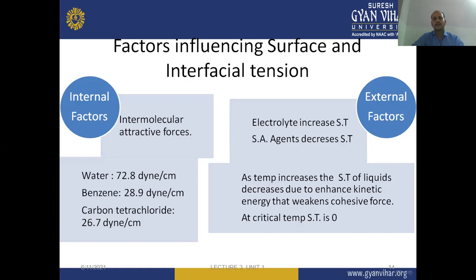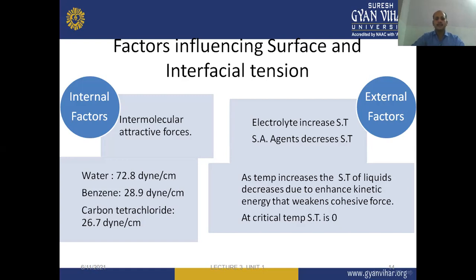Now let us see here. After addition of electrolytes to a solution or particular system, they increase the surface tension. And surface active agents or surfactants are chemicals which, when we add them to these systems, can decrease the superficial tension or interfacial tension. So surface active agents decrease the value of surface tension.